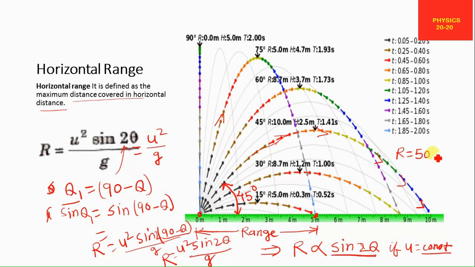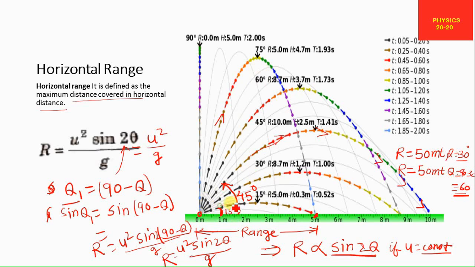Let us suppose the range R is equal to 50 meters for theta equal to 30 degrees. Then R will also be 50 meters, the same range, for theta equal to 90 minus 30, that means a 60 degree angle, if the velocities of projection are the same. So 30 and 60 are complementary angles.